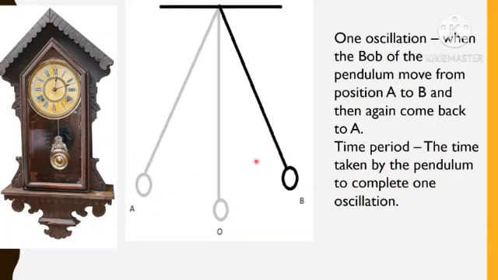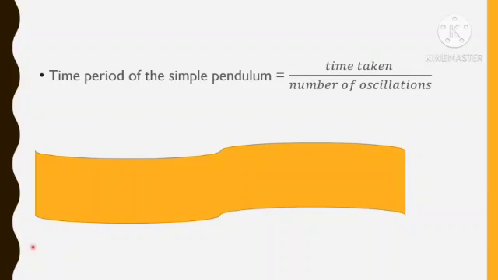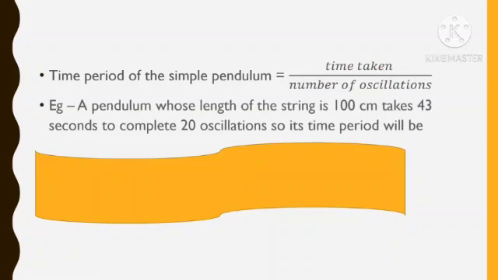Now, how to calculate the time period? The time period of the simple pendulum is the time taken divided by the number of oscillations. For example, a pendulum whose string length is 100 centimeters takes 43 seconds to complete 20 oscillations. So, how to find the time period of one oscillation? You will come to know the time taken by the pendulum to complete one oscillation.